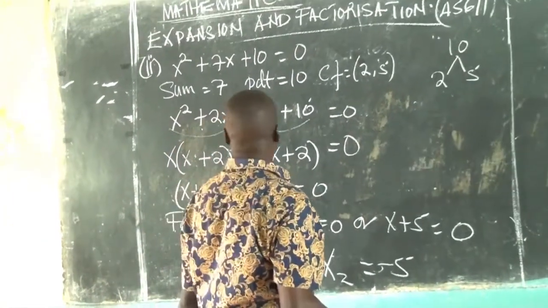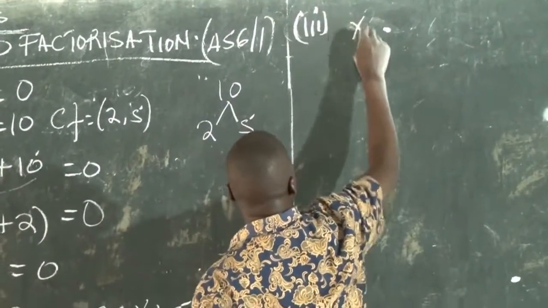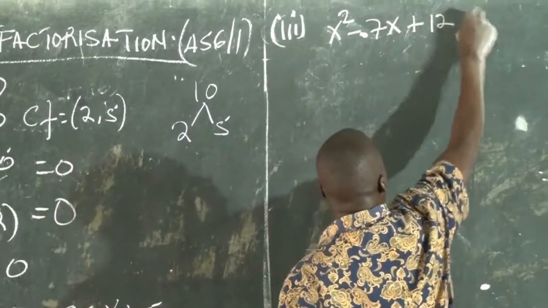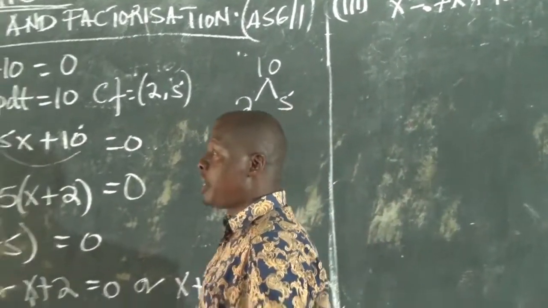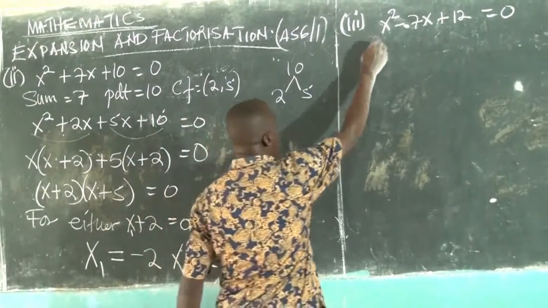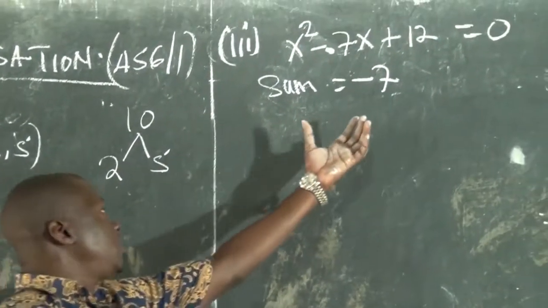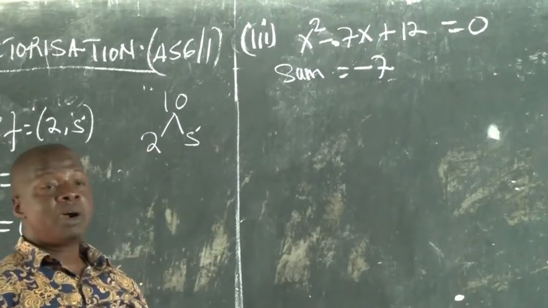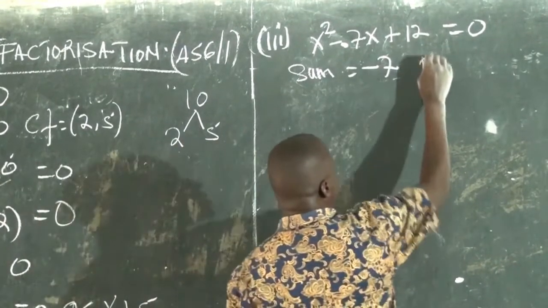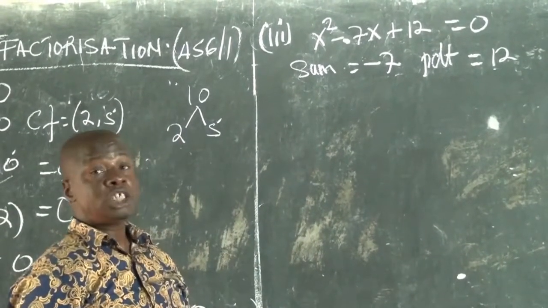We look at example 3. Example 3, we have x squared minus 7x plus 12 equal to 0. Mind the negative. So our sum is negative 7. Should somebody say positive 7, we shall deny a mark, meaning that you lose all the 4 marks. Product, our product is 12. It is positive, but not negative.